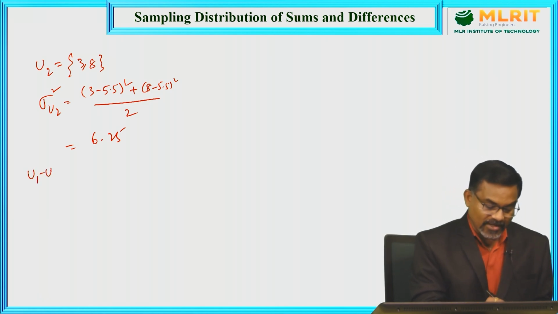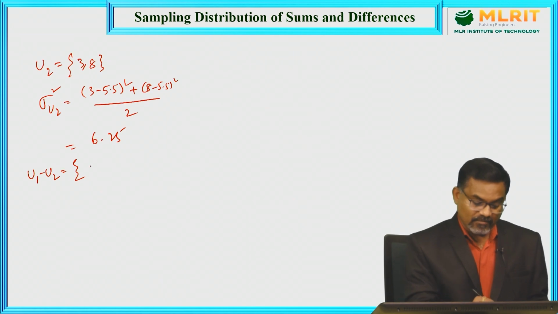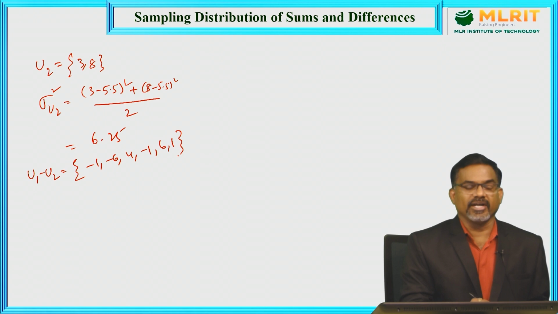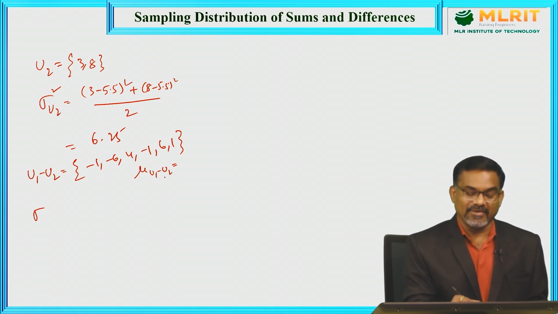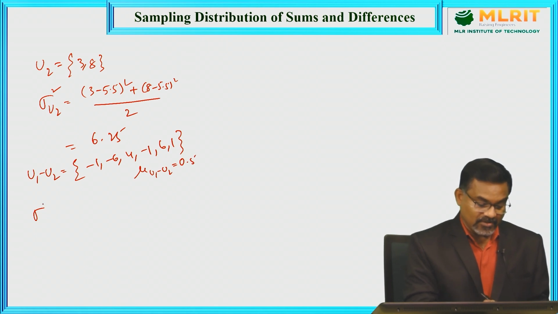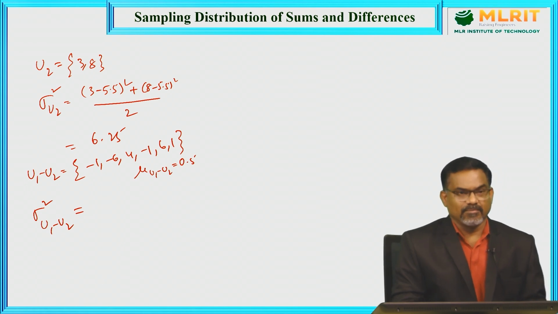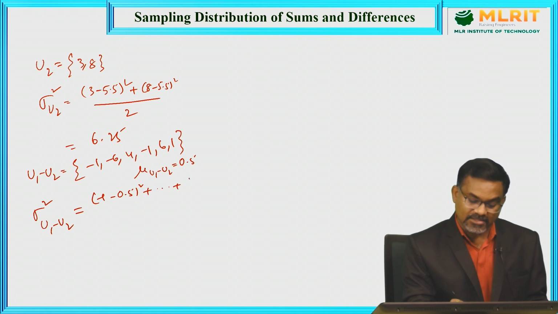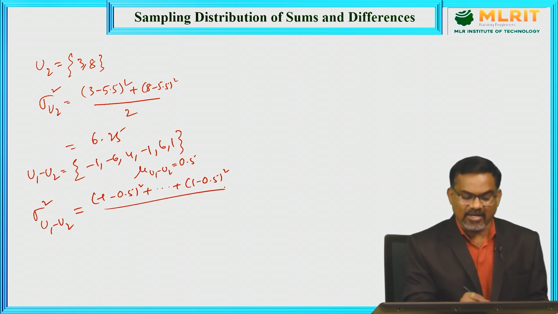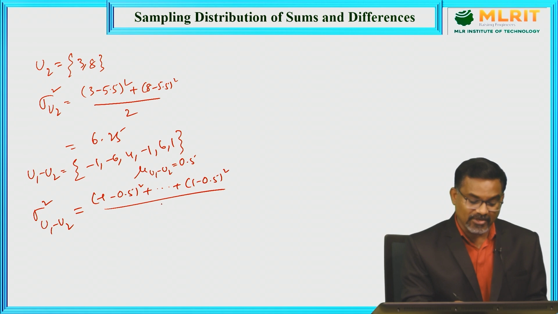So, U1 minus U2, the values are minus 1, minus 6, 4, minus 1, 6, comma 1. For this, we need to calculate the standard deviation. And what is the mean of this, mu U1 minus U2? So, the mean of differences is 0.5. So, first the square of sigma, that is the variance. So, minus 1 minus 0.5 whole square plus so on plus the last value. From each individual value subtract the corresponding mean, divided by the total number of values.